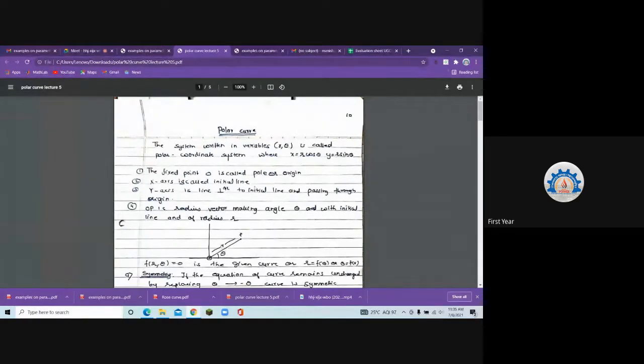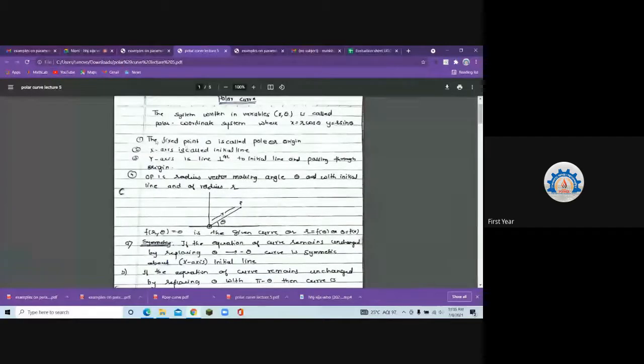So what are those points? Let me tell you those. Can you see the point? The system of variables r and theta is called polar curves, but the origin over here won't be called origin, it will be called pole, because that's a reference point to draw the radius vectors. Is it okay?